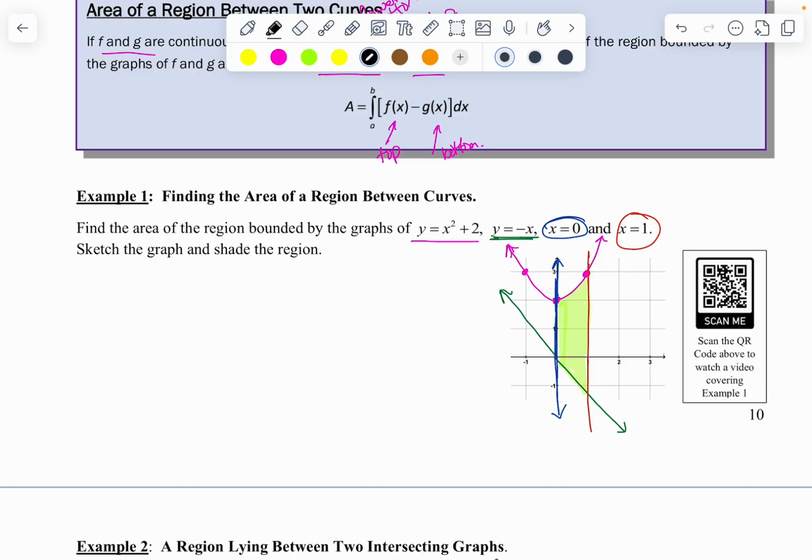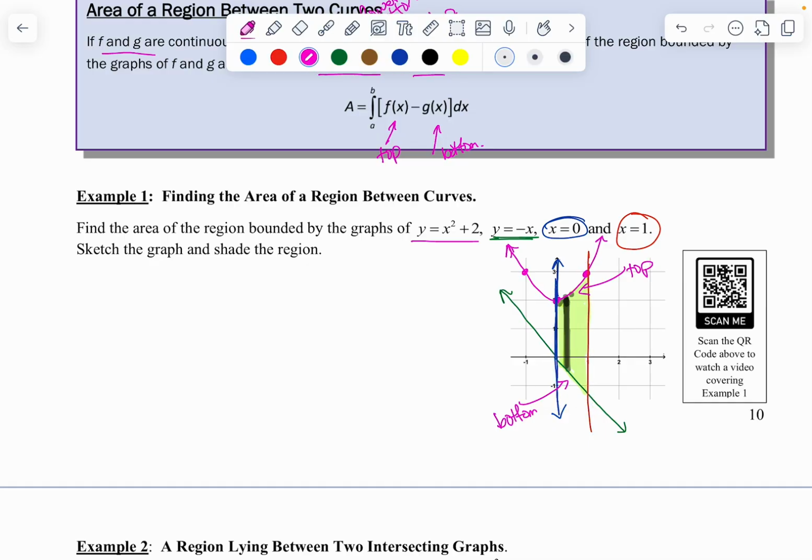Now, when we draw our rectangular slab, this is how you want to always think about area between curves. You draw your rectangular slab perpendicular to the x-axis, from the top function, here's our top function, here's our bottom function, right? Which means our bounds are from 0 to 1.